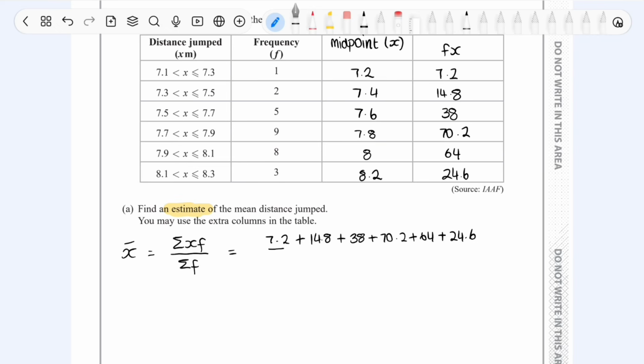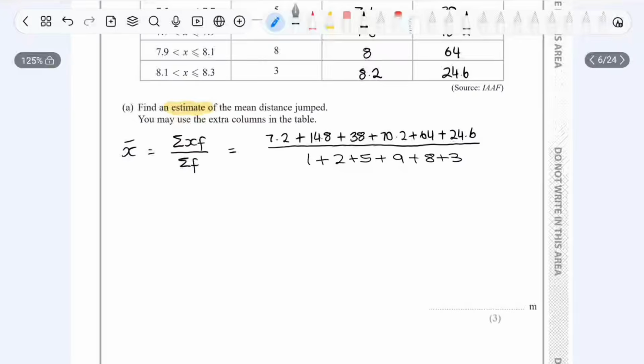And one more thing, the sum of the frequencies, probably should have done this first. 1 plus 2 plus 5 plus 9 plus 8 plus 3. So for the numerator, I just calculated this now and I got 218.8, and used the calculator to find the sum of the frequencies.